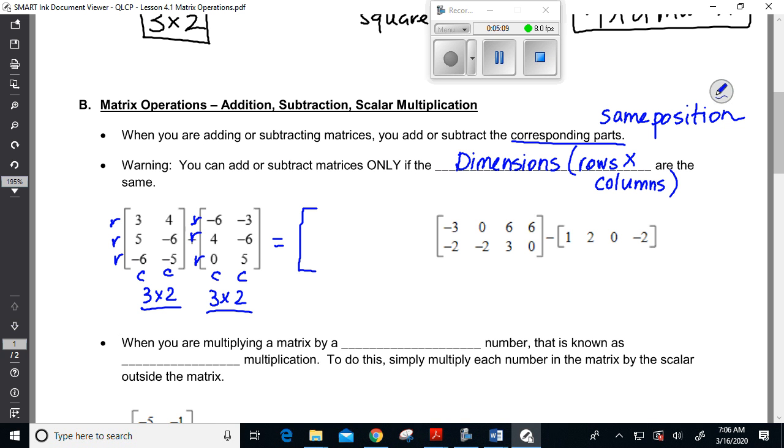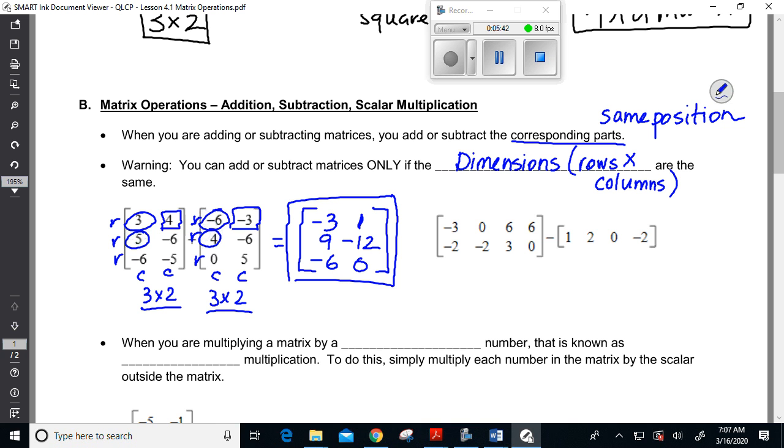And by keeping going, we're just adding up the corresponding parts. So that would be 3 plus negative 6 gives you negative 3. 4 plus negative 3, positive 1. 5 plus 4, 9. And you would continue the rest of the way through the matrix until you were finished. You're simply just matching up the corresponding parts and doing the simple computation that goes with it.